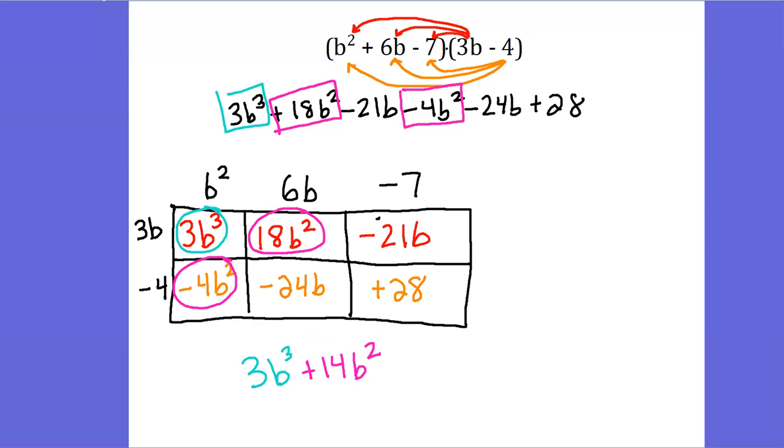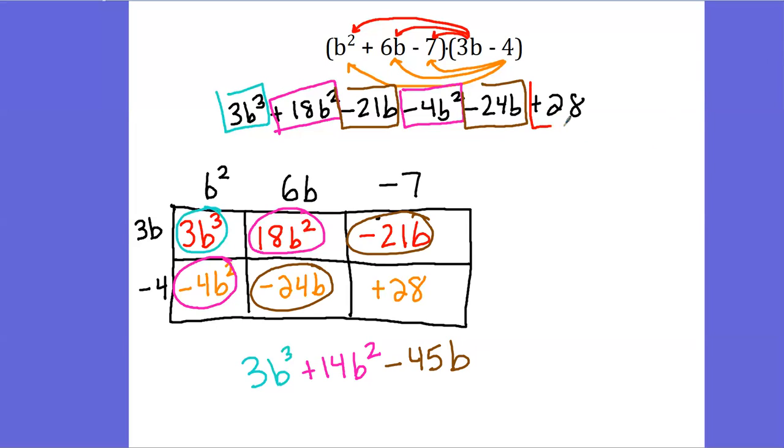Okay. Next, we have this negative 21b and this negative 24b. So those are like terms. Both of those have the same variable raised to the same power. If you put together or combine negative 24 and negative 21, that would be negative 45b. And last part here, we have this plus 28. There's no other numbers here. We can't combine that with anything. So plus 28. And we're done.